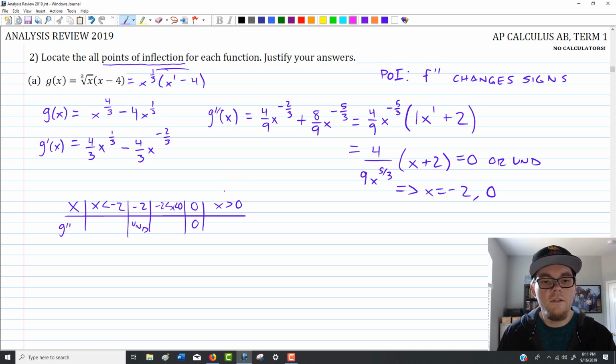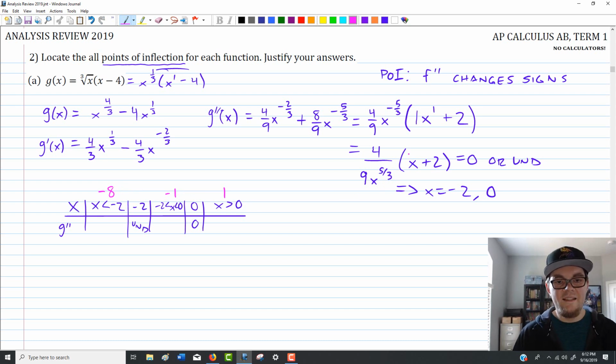As far as values to test here, I'm going to plug in 1, I'm going to plug in -1, I'm going to plug in -3, and we'll see what happens. This might actually be a bad choice. Since we're plugging in powers of things that will be cube rooted here, I'm going to put in -8. Just trust me on this one, it'll feel better.